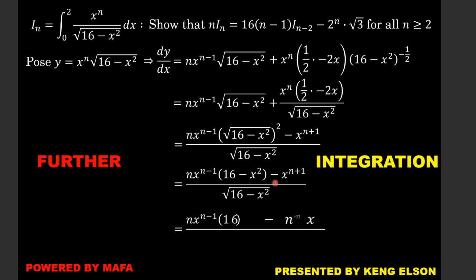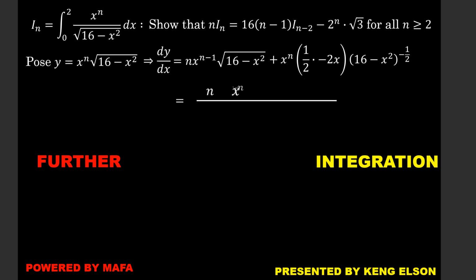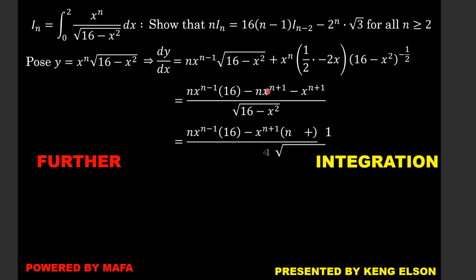Now if we expand, we have n x to the n minus 1 times 16. We have the first term here, n x to the n minus 1 times negative x squared. We have the second term, then minus x to the n plus 1. All right, now from there, this is just the previous information we had. So we try to bring like terms together. x to the n plus 1 is common between the two terms alongside the negative sign.